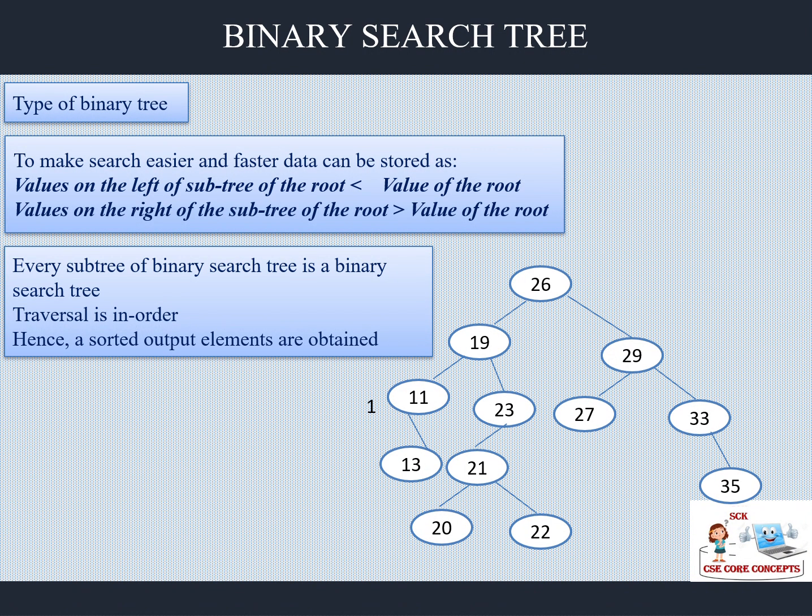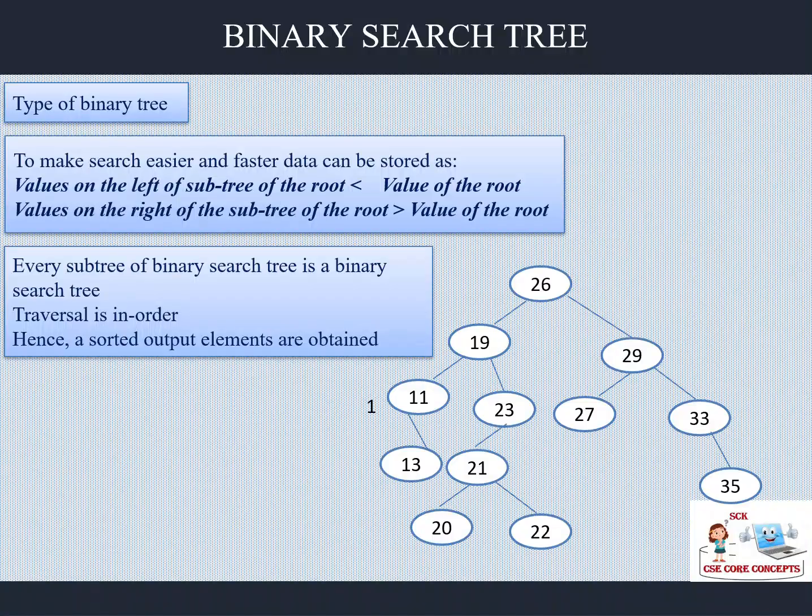So here if I want to perform an in-order traversal, so what is in-order traversal? Left, root and right. So first what is the root element? 26. Go to the left of root, that is 19. So you can see 19 is smaller than 26. That is why it is on the left side. Whereas 29 is greater than 26, so it is on the right side. Now again you see the next subtree, 19. The left element is 11. 11 is smaller than 19, so it is on the left side and 23 is greater than 19. Similarly, you can see they are in a sorted order.